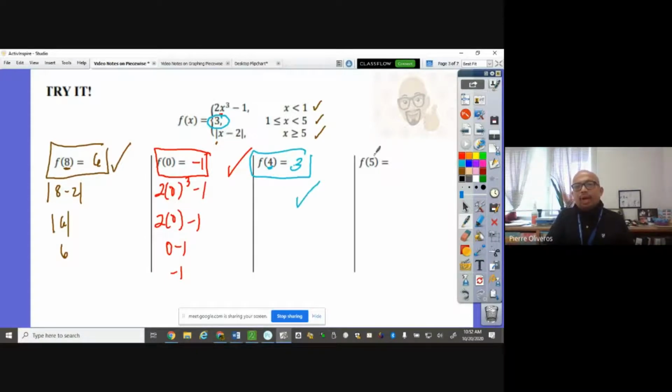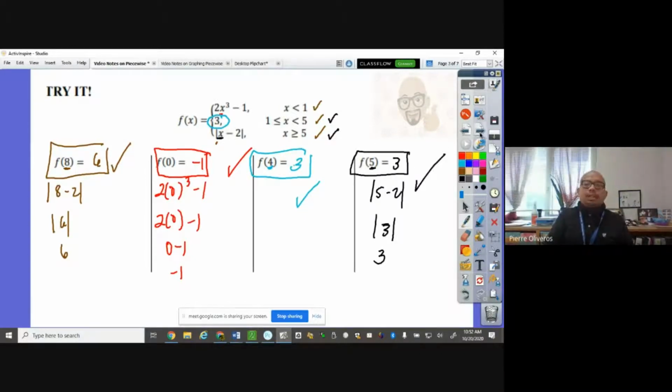f of 5, is it on the second or third? If you say that f of 5 is in the second, you're wrong because the second one says x is greater than or equal to 1 but less than 5, not equal to 5. Unlike the third one, x greater than or equal to 5, equal to 5. So we're going to plug in the 5 right here. So the absolute value of 5 minus 2 is equal to positive 3. Absolute value of 3 is 3. So therefore, f of 5 is 3.